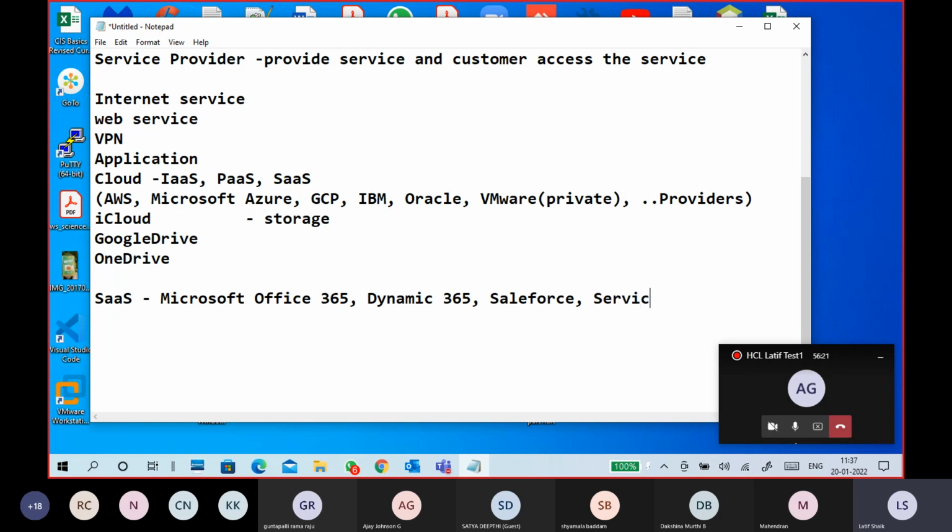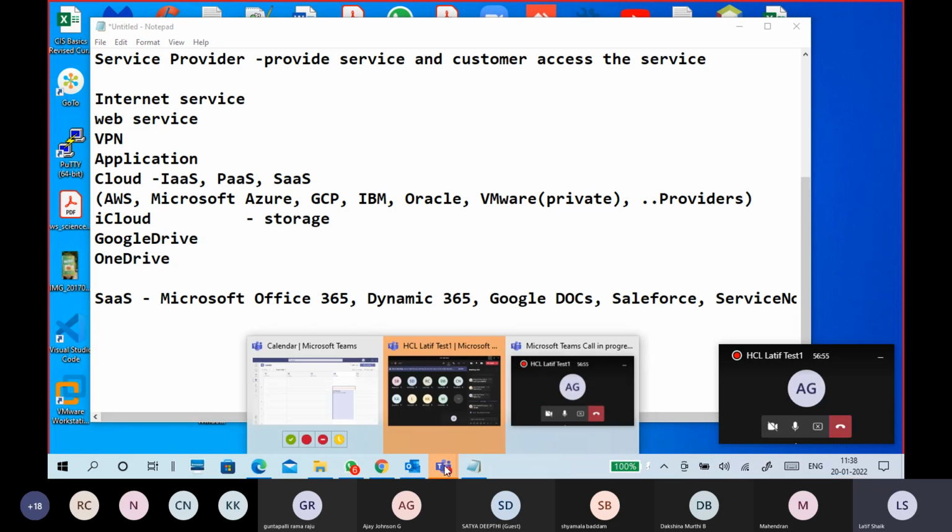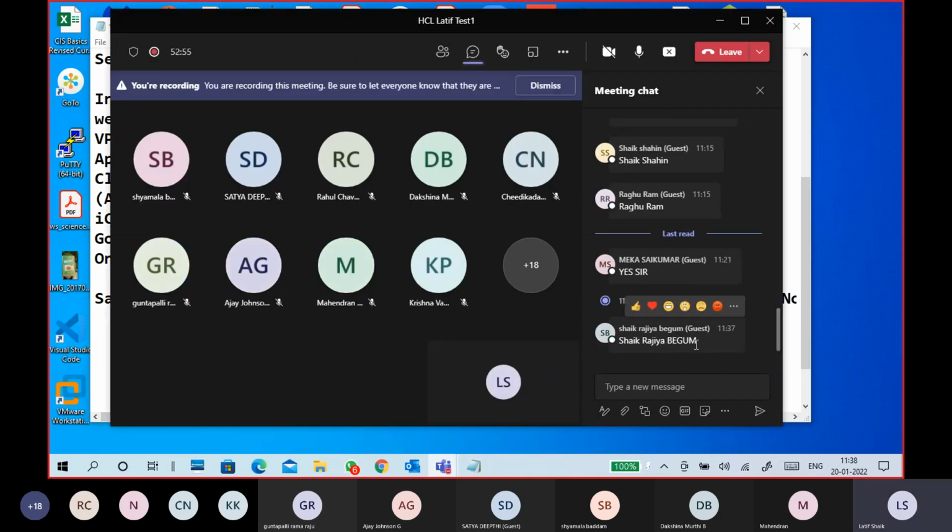ServiceNow is a service desk tool. It is like a ticketing tool only. So ESD related one, service desk related one. ServiceNow, that is also software as a service. Some examples. I am trying to give you some examples. Google Docs. Just I put Google Docs, it comes with so many other things also. Okay, one more.